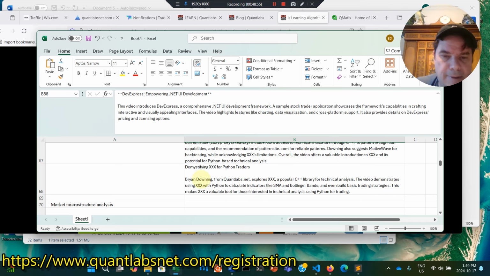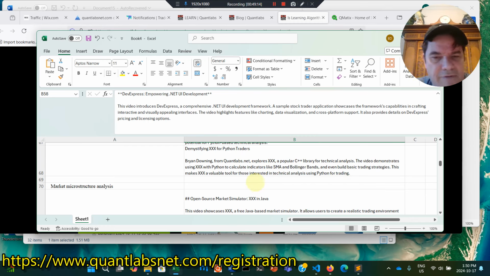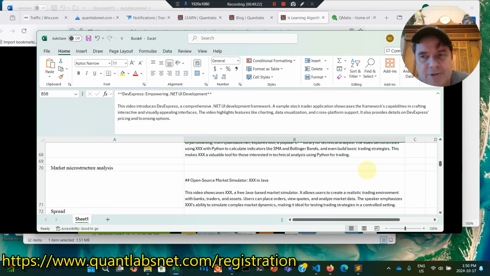Okay, so we got to demystify this library. It's a popular C++ library for technical analysis, written in C++, but how do we get Python to talk to it? So we demonstrate it, calculate some simple indicators like SMA and Bollinger Band, and build basic strategies out of it. This makes this tool very valuable for technical analysis if you want to create or research with a Python prototype.